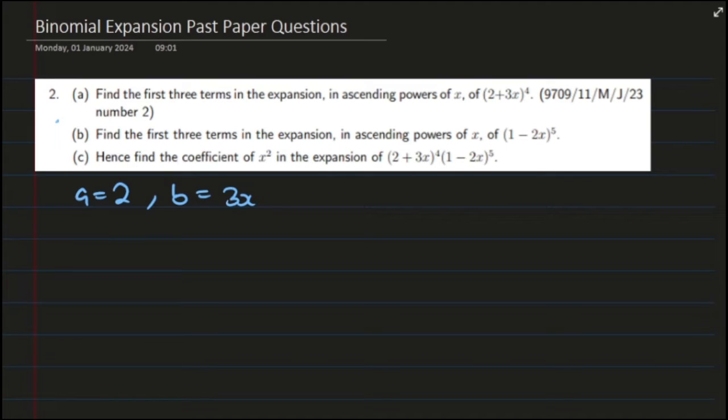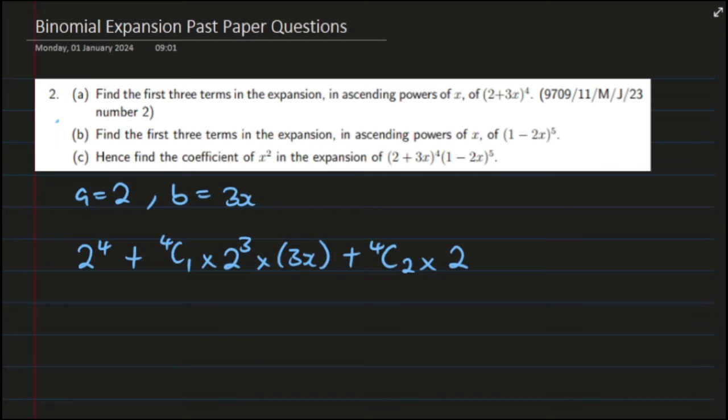So that becomes 2 to the power 4 plus 4 choose 1 times 2 to the power 3 times (3x) to the power 1 plus 4 choose 2 times 2 to the power 2 times (3x) to the power 2.